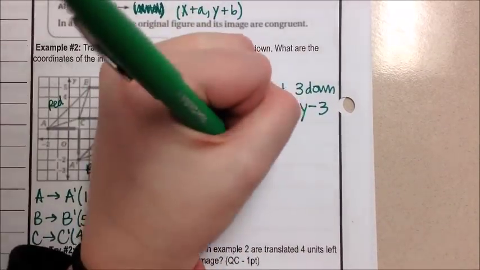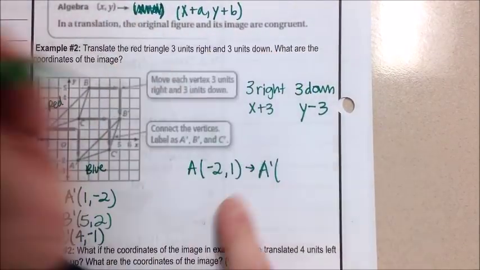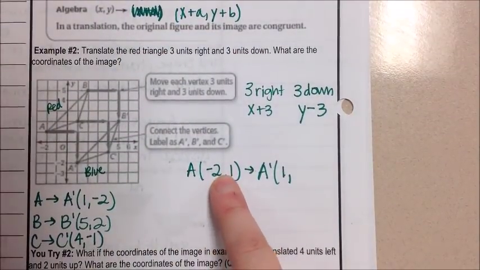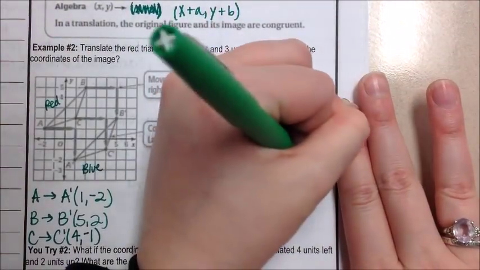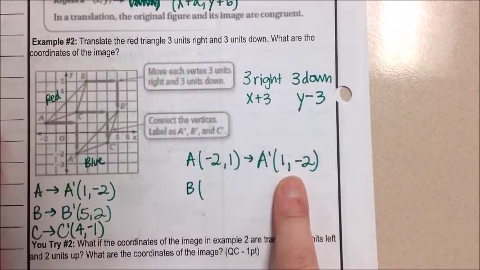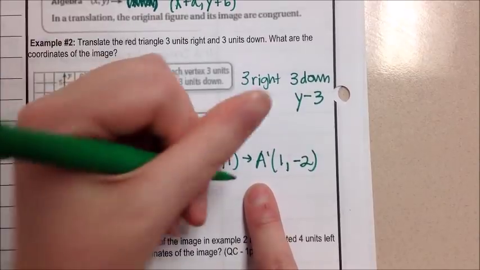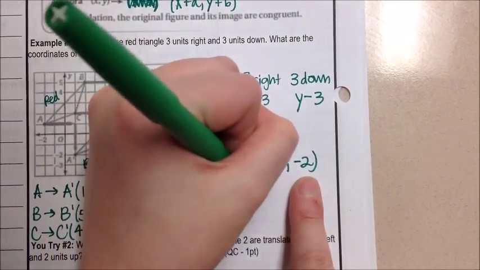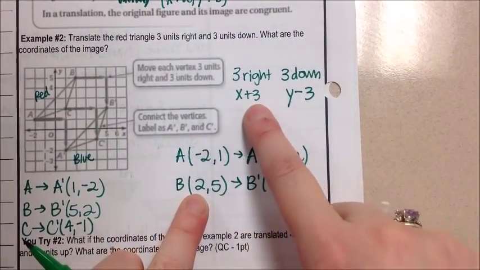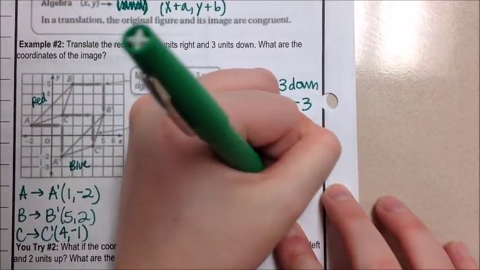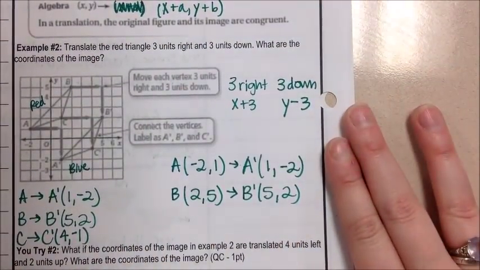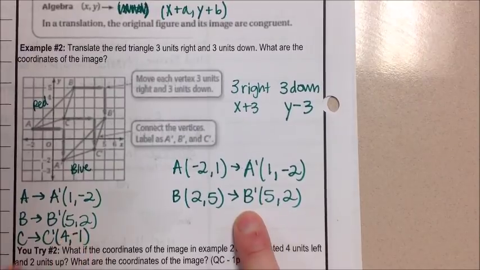Okay, so I'm going to add 3 to my x value, so -2 plus 3 is 1, and 1 minus 3 gives me -2. Is that the point that I ended up at? Yep. Okay, so B started at 2, 5. Okay, so I'm going to add 3 to my x, so 2 plus 3 is 5. And then I'm going to do 5 minus 3, and I get 2. Okay, and that's what I said my B prime was at.